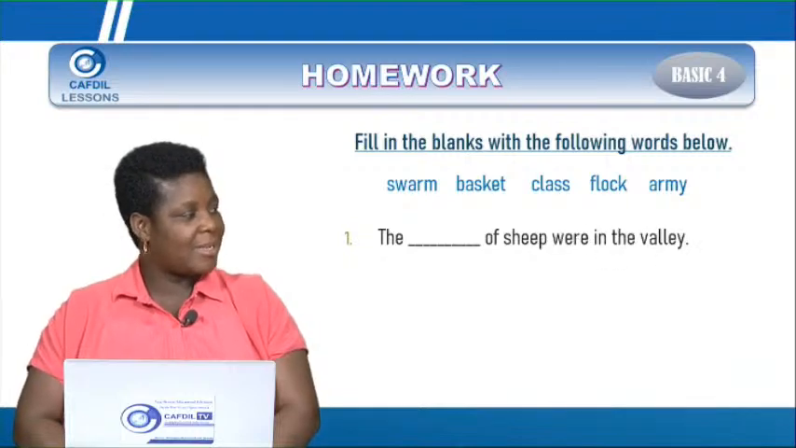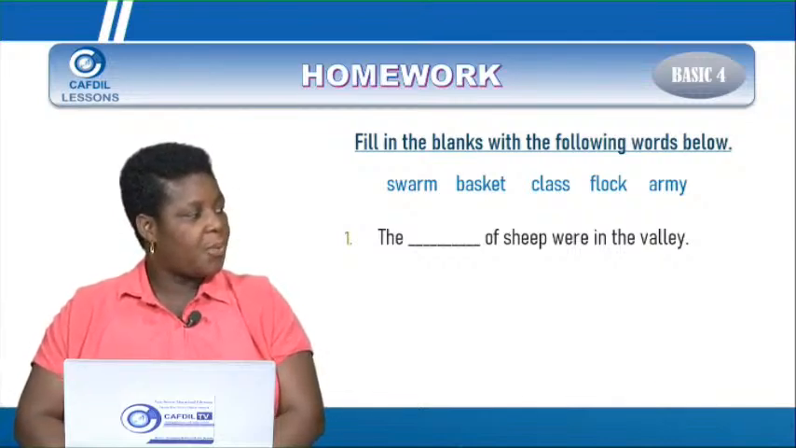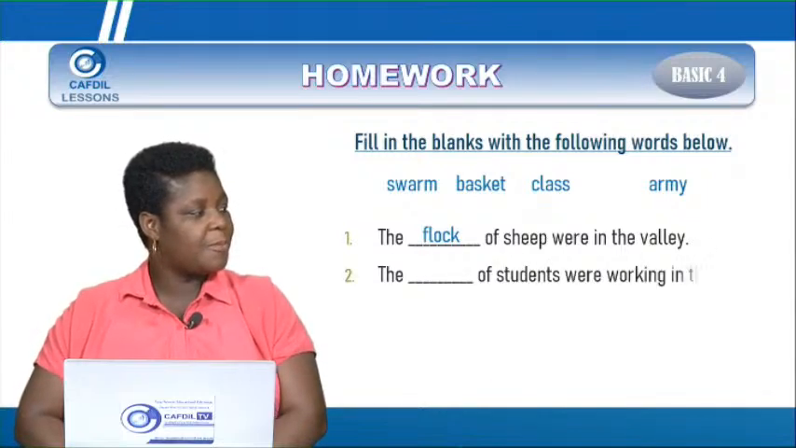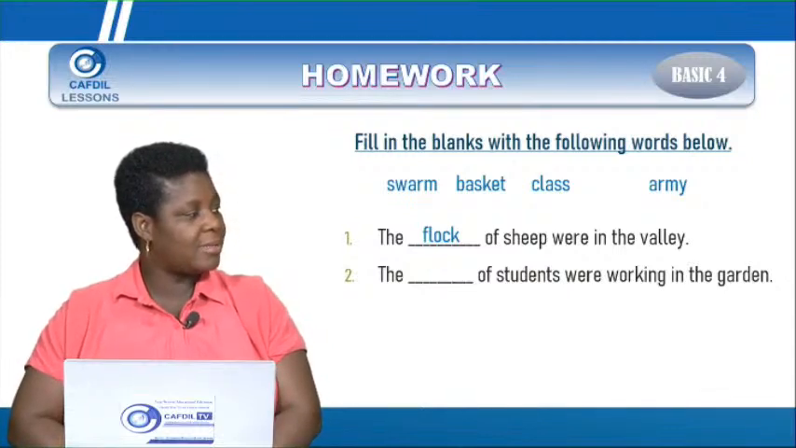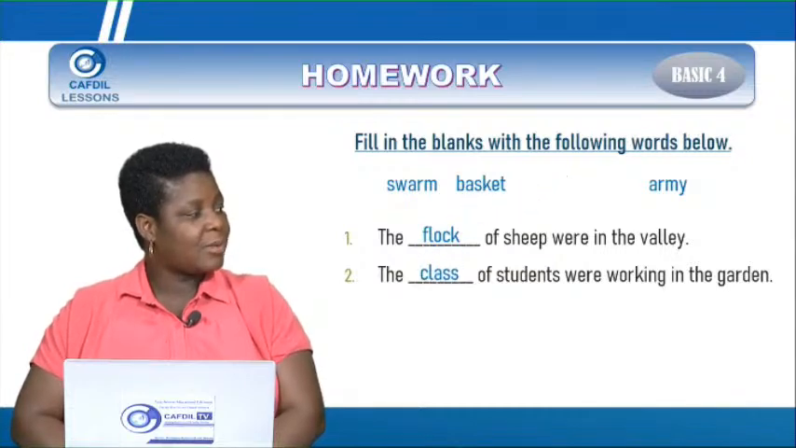Now homework 1. The dash of sheep were in the valley. The answer is: the flock of sheep were in the valley. 2. The dash of students were working in the garden. And the answer is: the class of students were working in the garden.